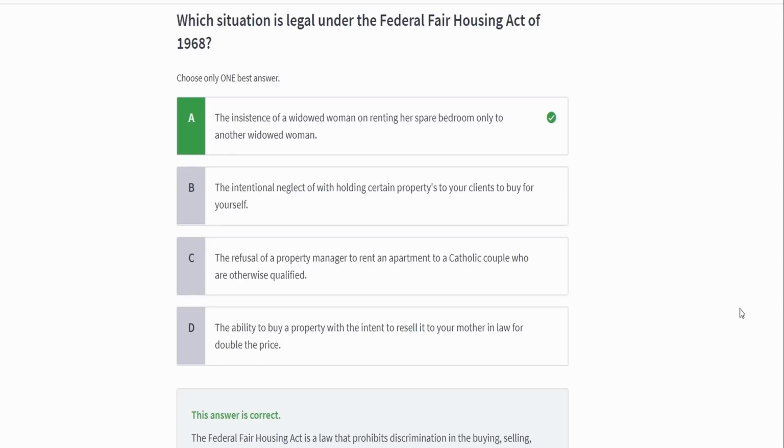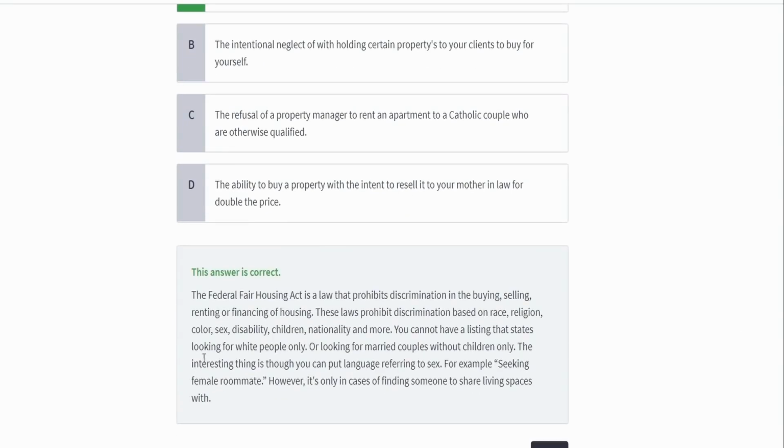And when we're looking at the specified law, we know for a fact, as I discussed earlier, either one, you learned it, which is probably true, or two, you read the specified law and understood the exceptions to these laws. Chances are somebody told you. Chances are you learned it maybe in your pre-licensing course. Chances are maybe you're learning it now. But the instance of a widowed woman renting her spare bedroom only to another widowed woman is perfectly legal, because that is an exception to the language referring to sex. There are exceptions included in that.